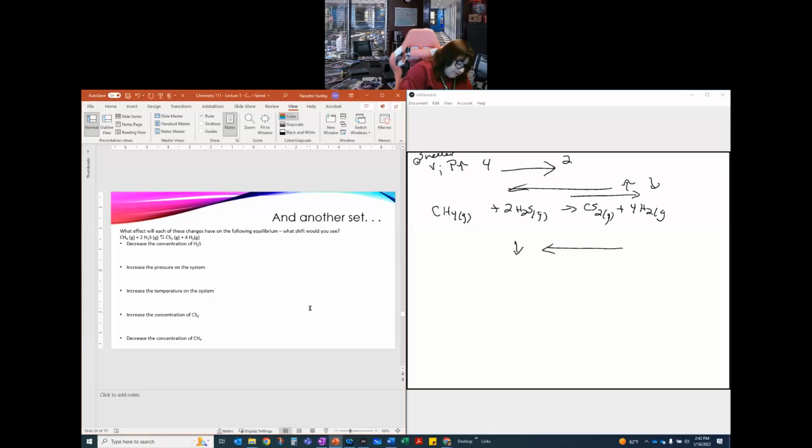If I increase the pressure, I go from 3 moles of gas on this side to 5 moles of gas on that side. If I increase the pressure, I want to go lower number of moles, so I'm going to go that way. If I increase the temperature, I don't know, because I don't know if this is endothermic or exothermic, so I have no way of predicting.